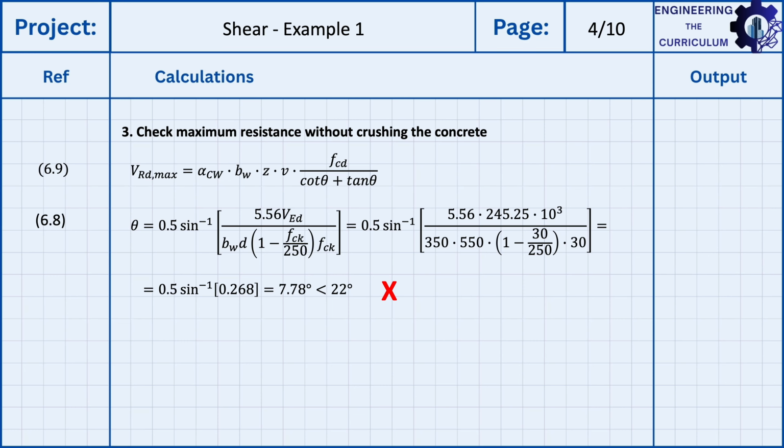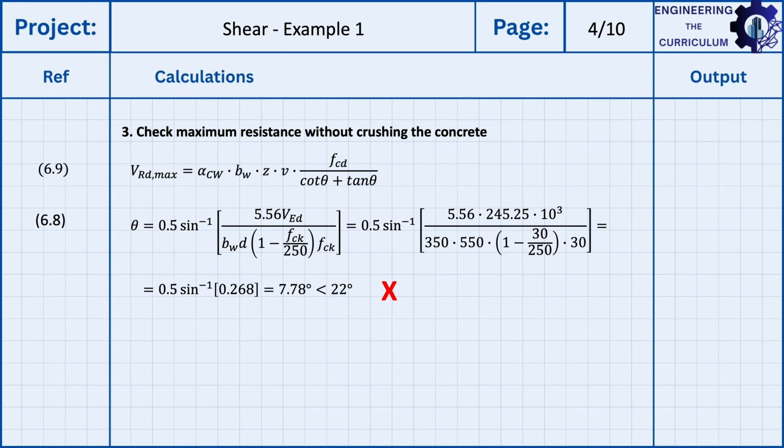So within the brackets, I've got 5.56 times VED, which we've calculated as 245.25. The 10 to the power 3 is to organize my units. And I can see here in the denominator, I have BW 350 times D 550, and then I have FCK, the strength of concrete, 30 twice. And if I calculate that, I find that theta is 7.78 degrees.